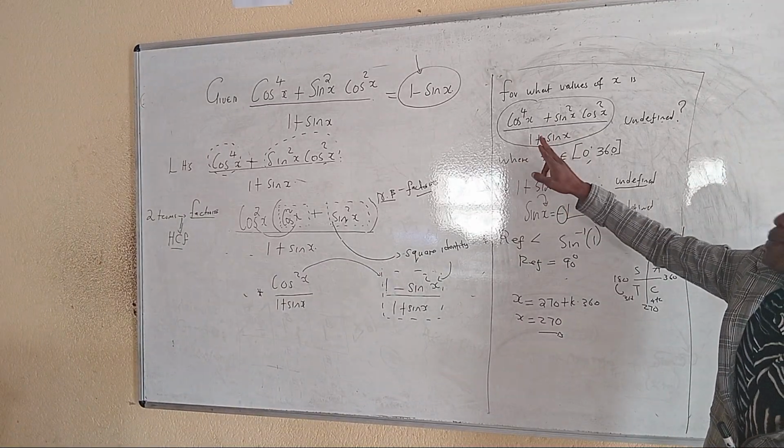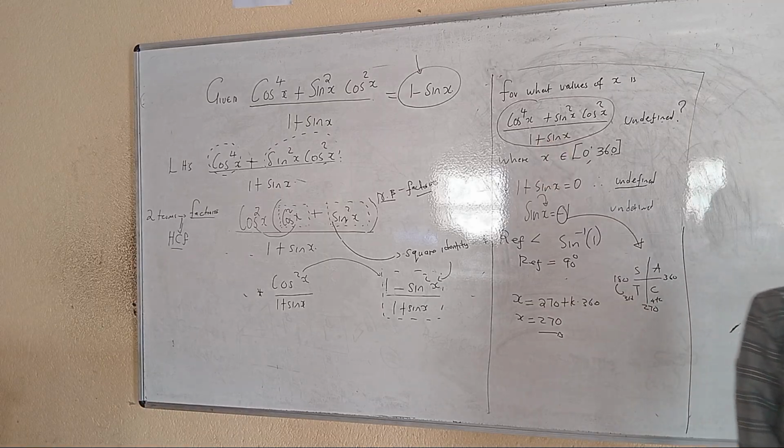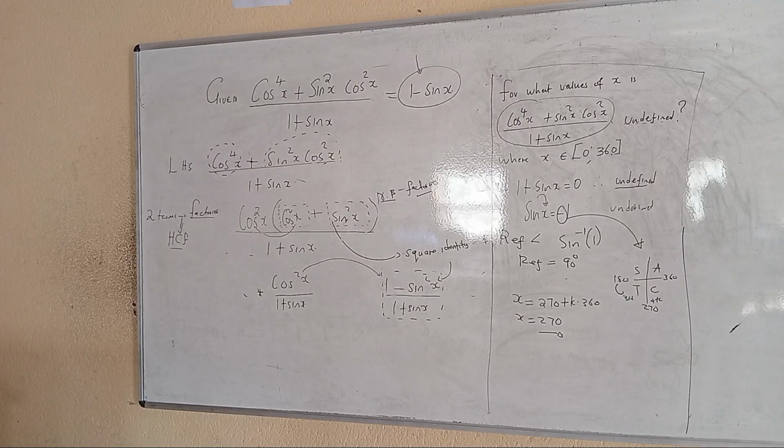Just say 1 plus sine 270. I want to see how much you get. How much do you get? 0. So when x is 270, the denominator becomes 0. What's going to happen? The expression will be undefined. Again, the expression is undefined when the denominator is 0.